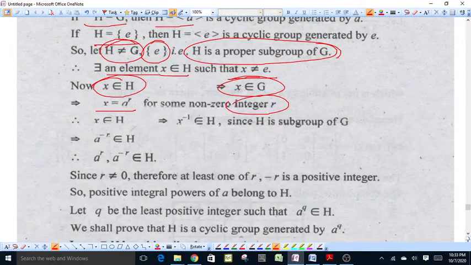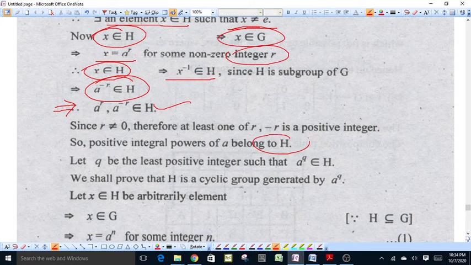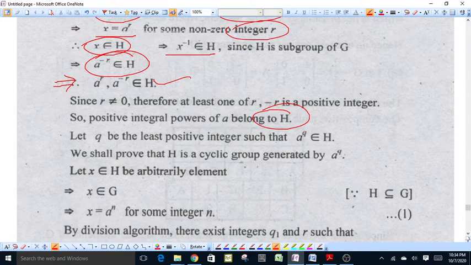If x belongs to H, that implies x inverse also belongs to H, because H is a subgroup of G. This means a raised to power minus r also belongs to H. That implies a raised to power r and a raised to power minus r both belong to H. Because r is not equal to 0, at least one of r and minus r is a positive integer. So the positive integral powers of a also belong to H. Let q be the least positive integer such that a raised to power q belongs to H.